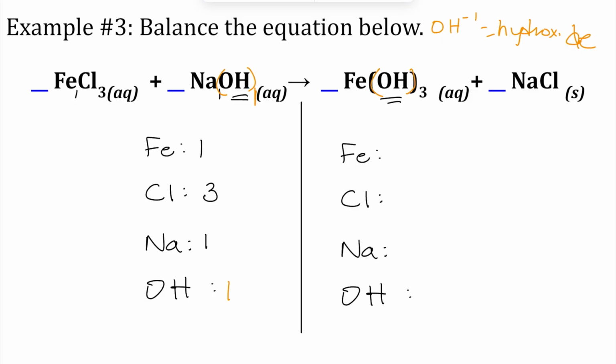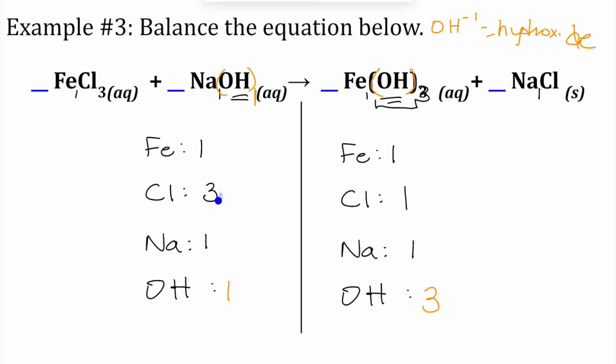I'm going to copy these in, especially for a reaction like this. Our pieces are going to reorder, and so this way I can just compare across my line. Iron, I have 1. OH, I now have 3, because that 3 is outside the parentheses. Sodium, I have 1, and chlorine, I have 1. It doesn't matter where we start. I'm going to start at the beginning. My irons are balanced. I'm not going to do anything.